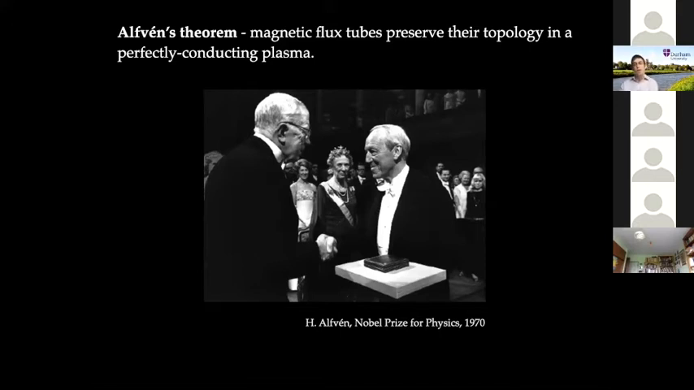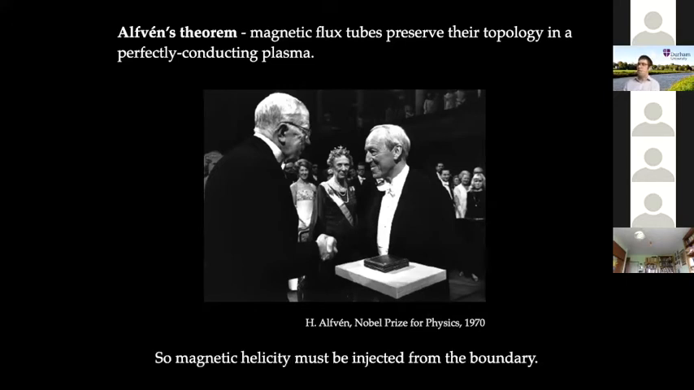Now, if it's impossible for the tubes to pass through each other, then how does the helicity get there in the first place? And the answer is a little bit technical, and it gets there by being injected through the boundary. It comes from inside the sun. And this is only possible because the field lines in the corona are not closed curves within the corona. They tend to actually end on the solar surface.